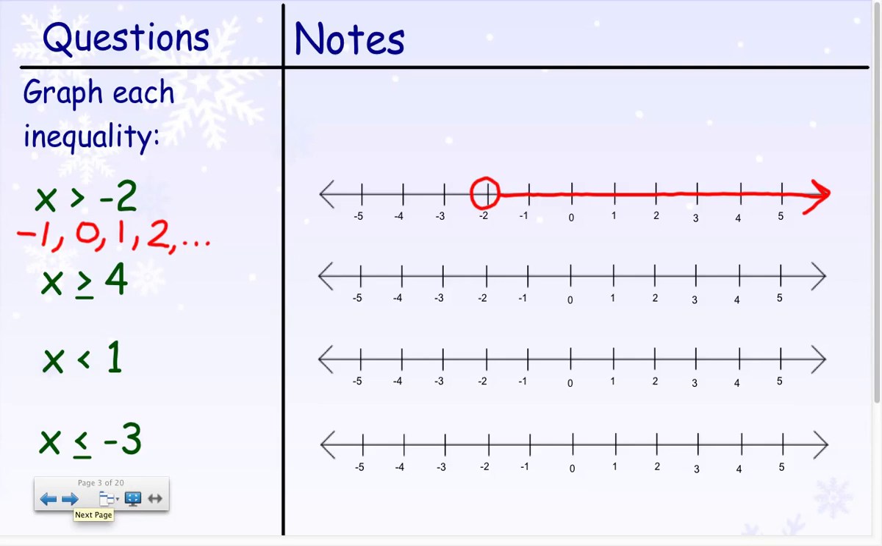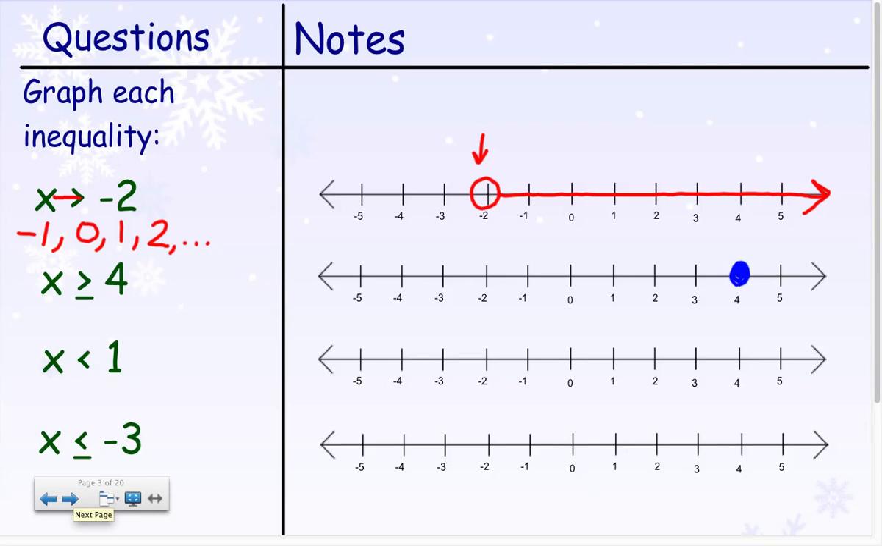The reason why -2 is open is because -2 isn't greater than -2. So that number, right here, is not included in my solution set. And the answers start with -1, 0, 1, 2, 3, and so on. I can also use my little trick, because my variable's on the left, of making this into an arrow. My arrow is pointing to the right, and that's which way I shade it. The next one, x is greater than or equal to 4. Greater than or equal to means a closed circle.